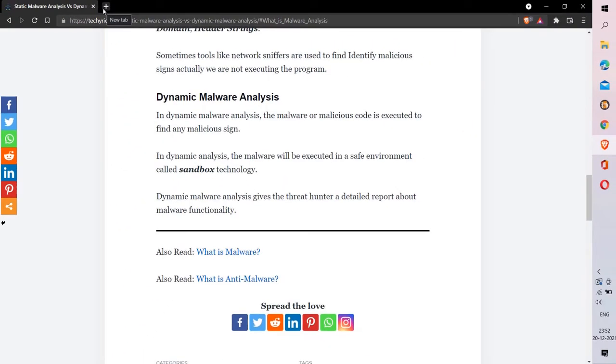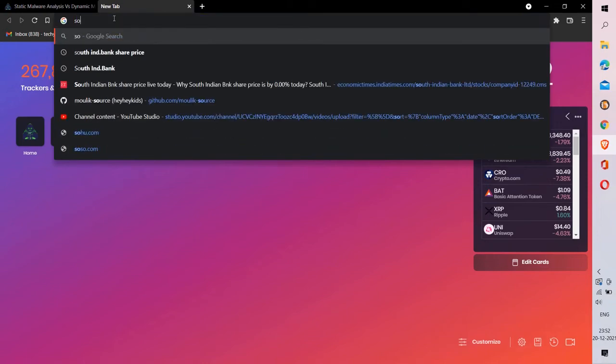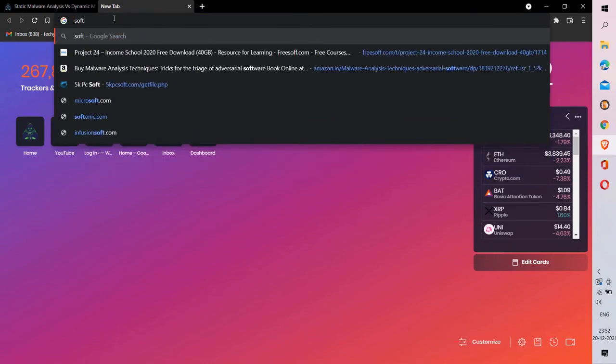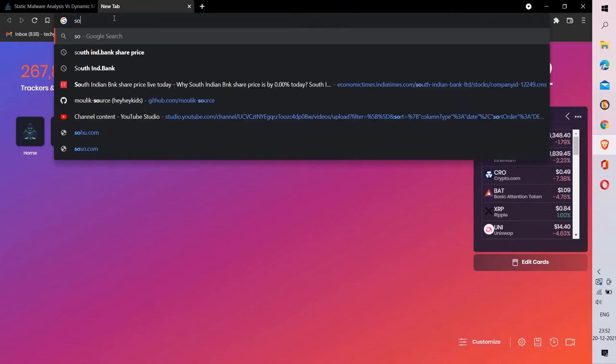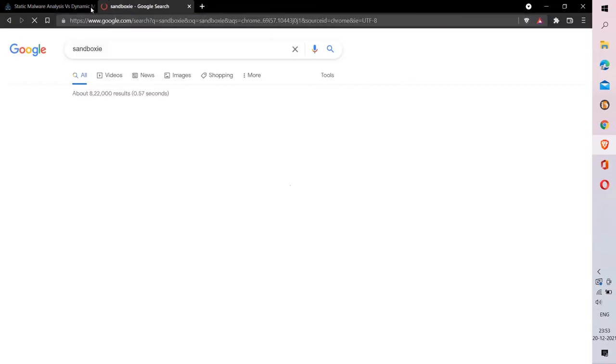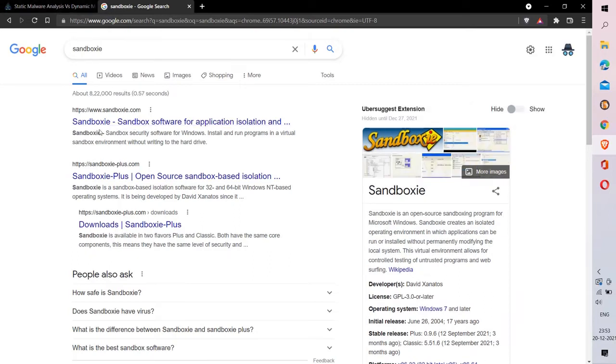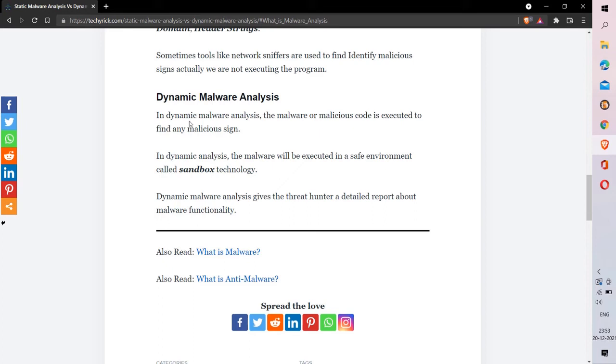One of the sandbox technologies I suggest is, well, I forgot... Sandboxie. Yeah, I remember now. Sandboxie is one of my favorite sandbox technologies. I have been using this Sandboxie, I will be leaving a link to it, and this tool is available for Windows. Mostly I use Sandboxie technology, even for malware.